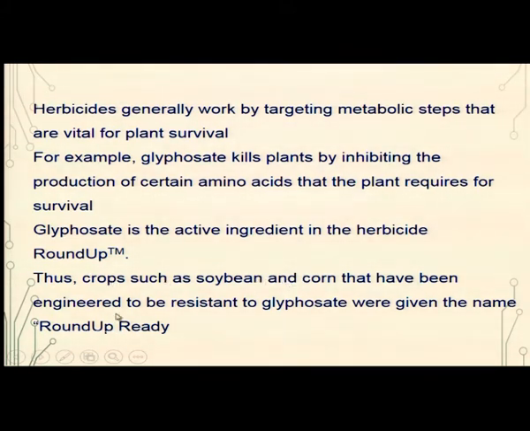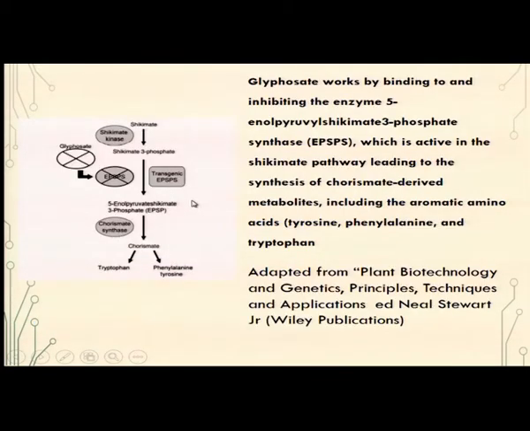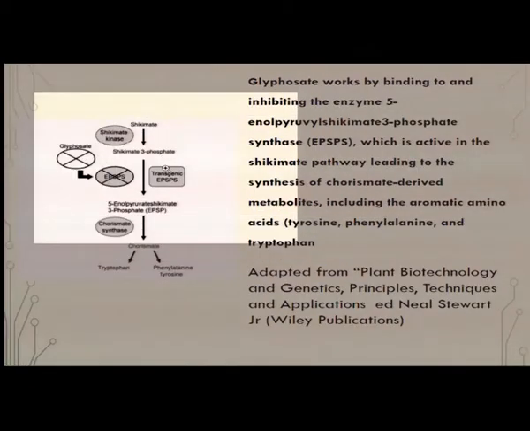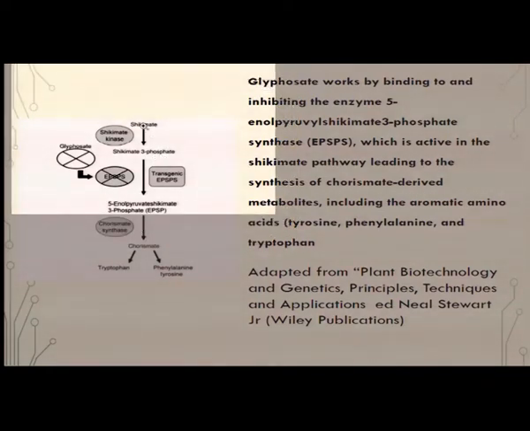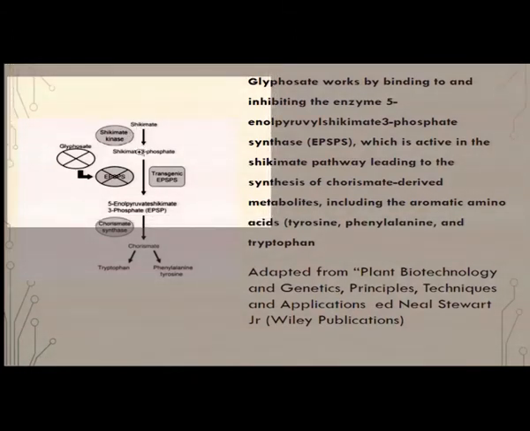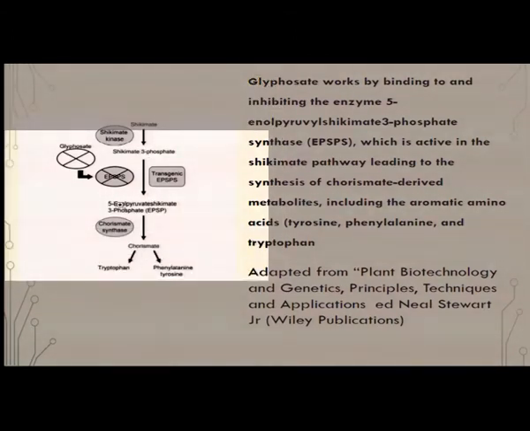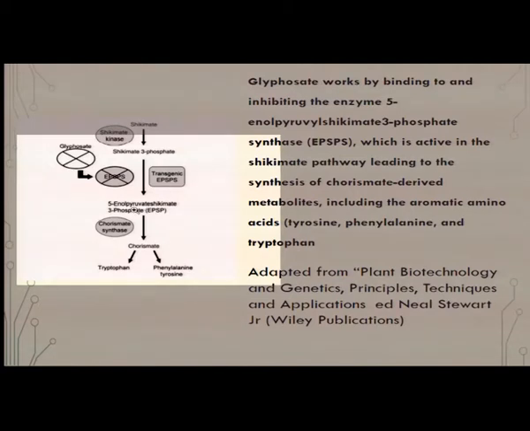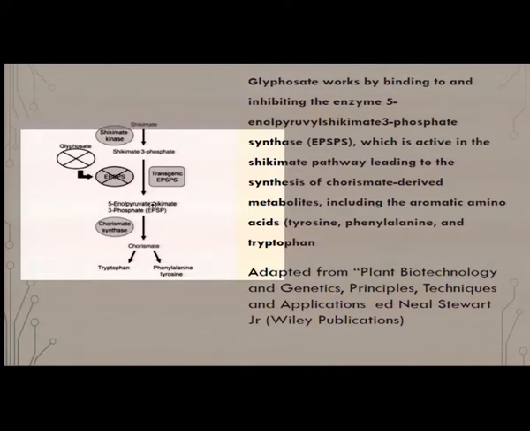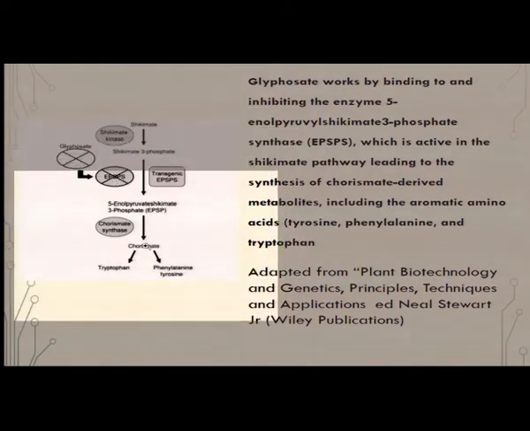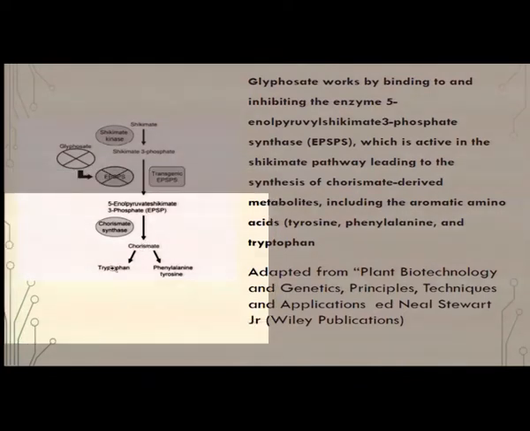Glyphosate is an active ingredient of the herbicide marketed under the brand name Roundup. Thus, crops such as soybean and corn that have been engineered to be resistant to glyphosate were given the name Roundup Ready. Let's see how this glyphosate works. This involves the shikimic acid pathway. We have the shikimate kinase, which converts shikimate to shikimate 3-phosphate. And then this shikimate 3-phosphate gets converted to 5-enol pyruvyl shikimate 3-phosphate, otherwise called EPSP.